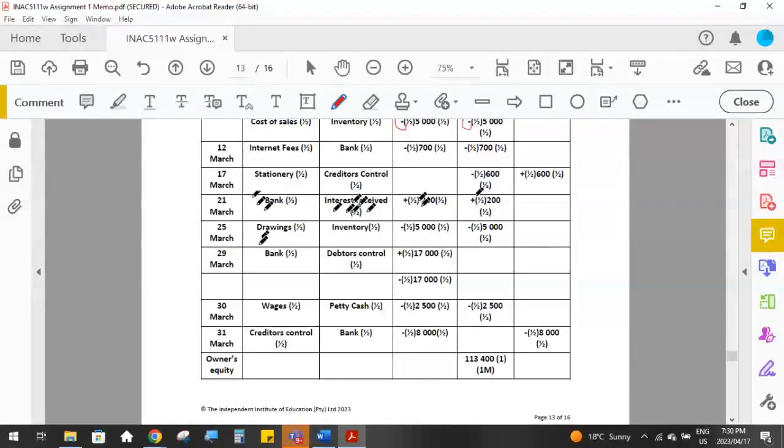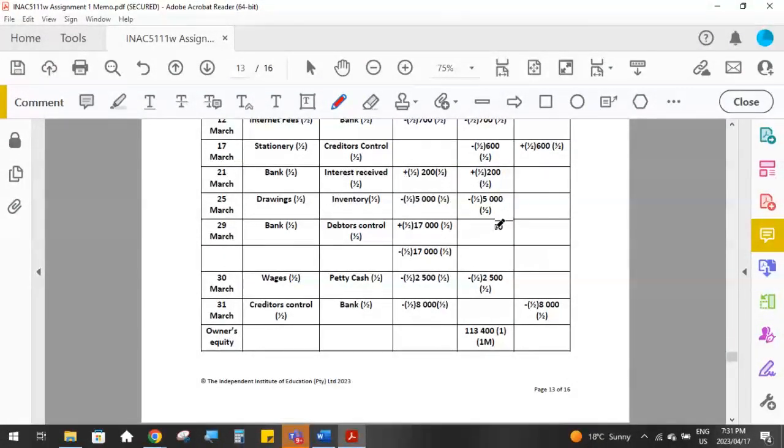The owner took inventory, so the proprietary account, which is in effect the drawings, is increasing, and my inventory account, which is an asset, is decreasing because the owner took some of the inventory home with him. So asset is decreasing, inventory asset is decreasing, owner's equity is decreasing because I have to debit the drawings account.